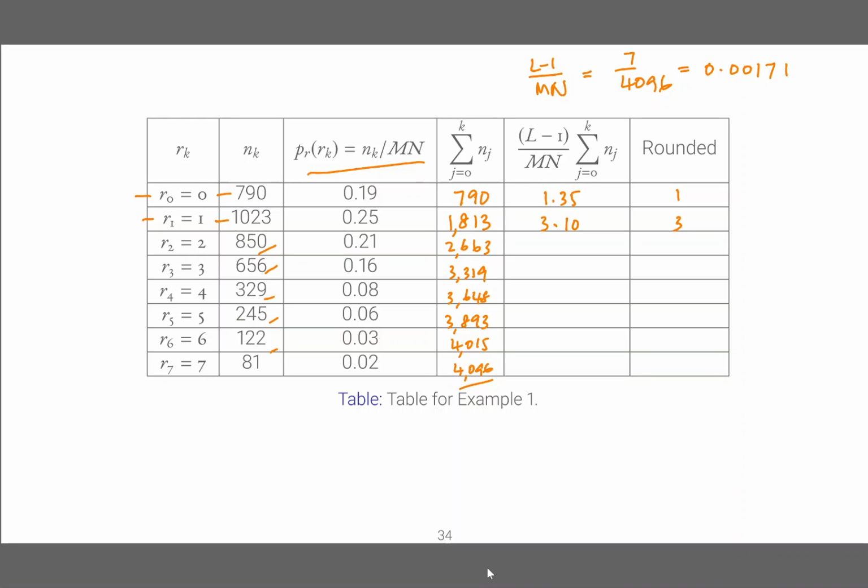I should have had this calculation done. Sorry about that.